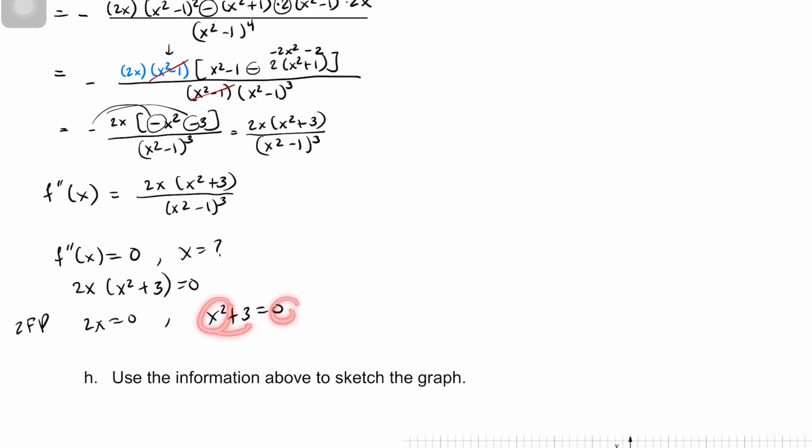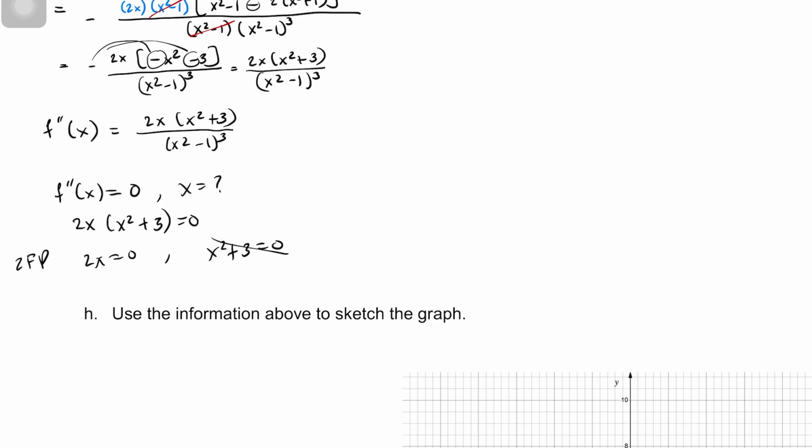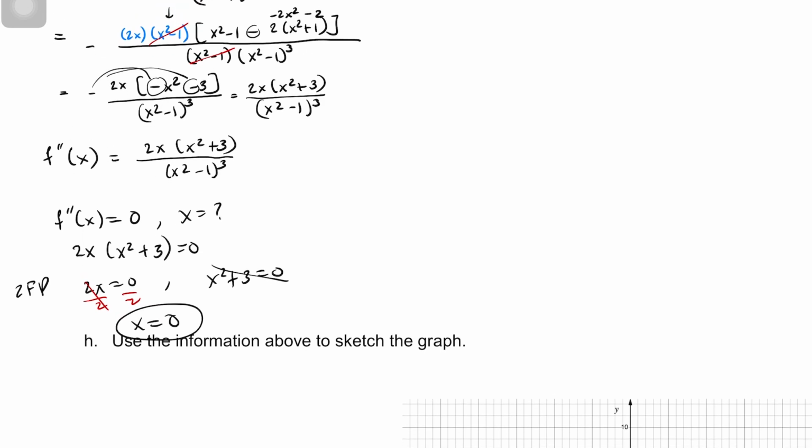But x squared is always going to be a positive number, never going to be a negative 3. So that's not going to work. So this allows us to just solve for x here, and we end up getting x equals 0. So that's one of them. That's a possible critical number. Let's finish the other one.